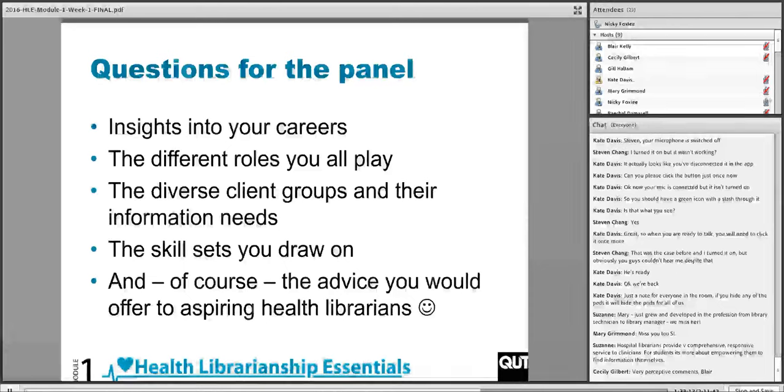Whereas my senior librarians, I have three senior librarians, oversee the actual work of the liaison librarians and the sorts of things they do. I also have a small liaison responsibility to one of our institutes, the University of Queensland Centre for Clinical Research. So I do that basic liaison work that the liaison librarians do as well. So I do a bit of everything.